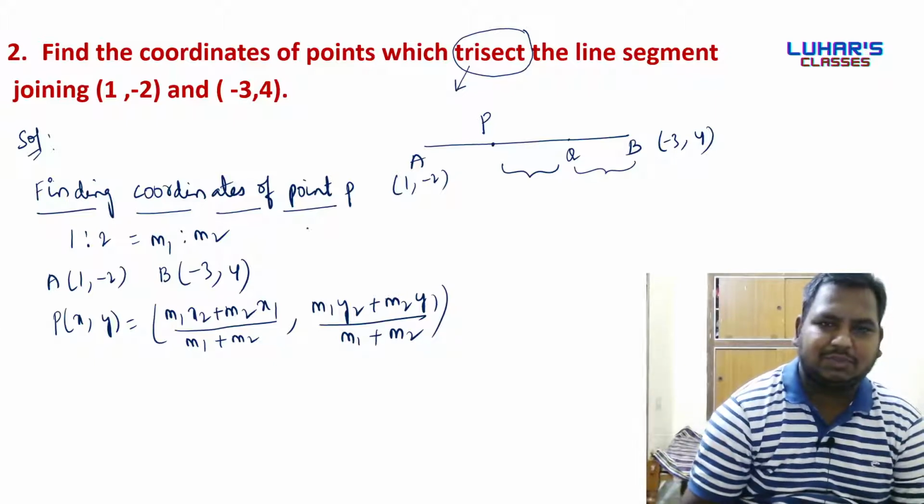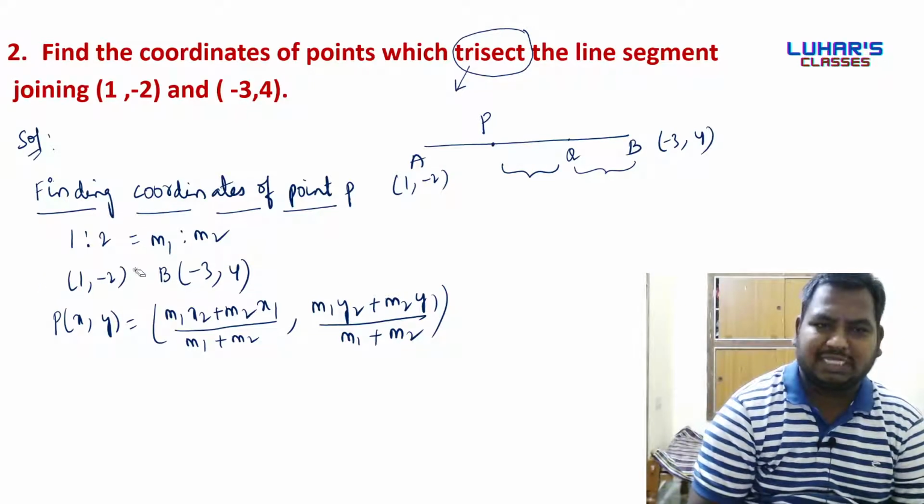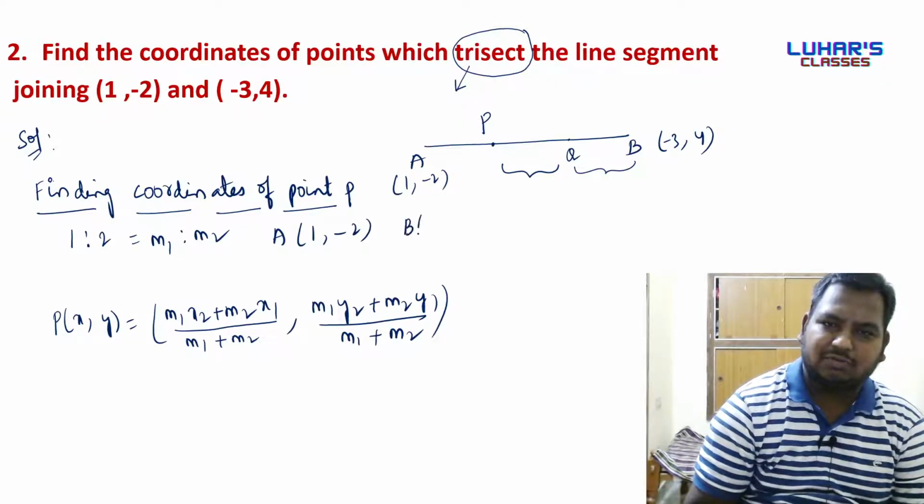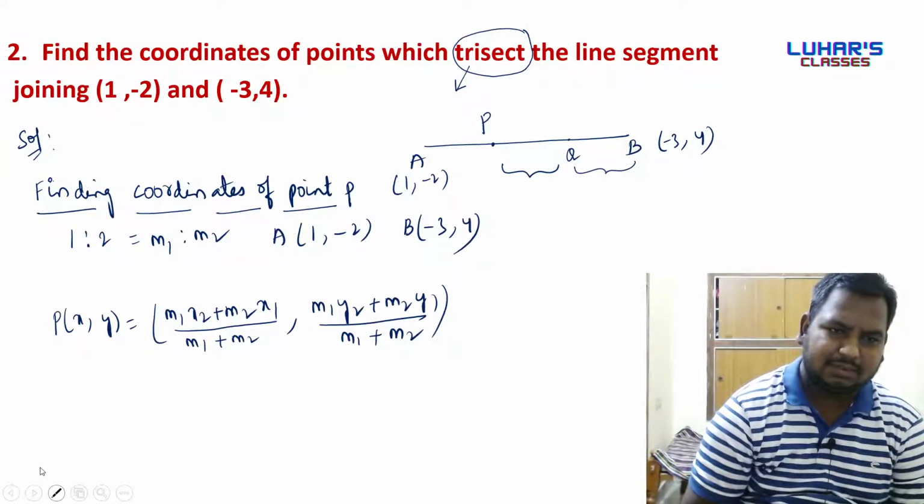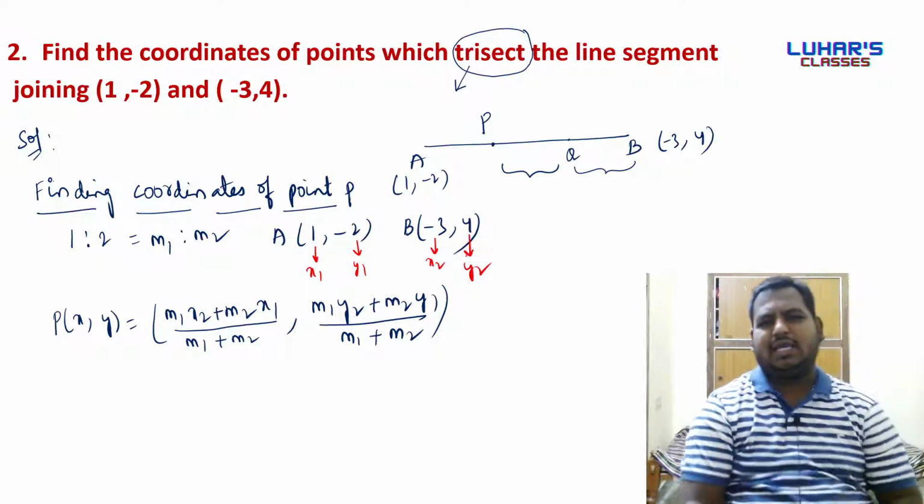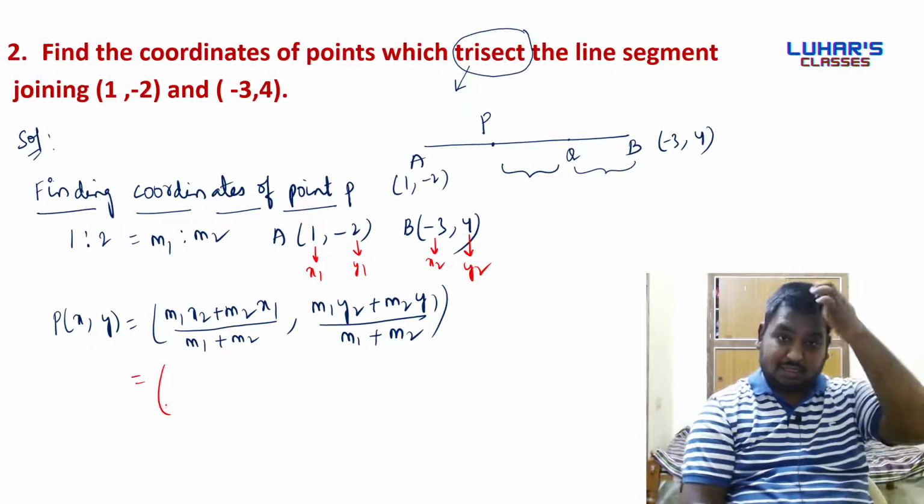Before substituting values, let me tell you what x1 and y1 are. We'll write neatly here because neatness matters. Coordinates of A are (1, -2) and coordinates of B are (-3, 4). So this is x1, this is y1, this is x2, this is y2. Okay, x1, y1, x2, y2. Now we'll substitute the values.